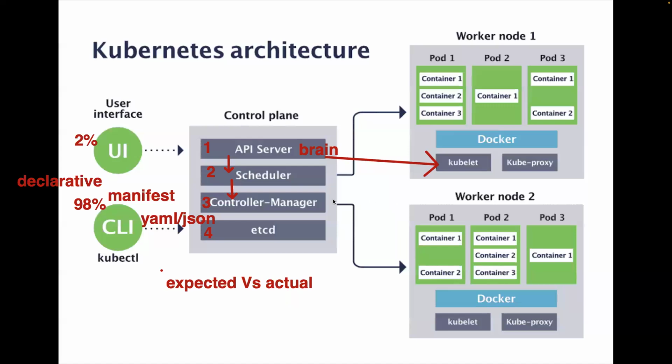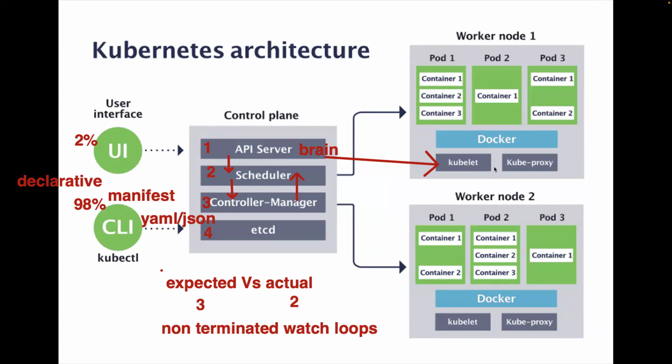Expected is, let's say you need to run 3 containers. Actual is, let's say you have configured 3, but actually on the cluster there were only 2. See, this controller manager is the one which keeps on watching this. It runs some non-terminating watch loops which keep watching the cluster and identify this. As soon as it identifies this, it will again interact with the scheduler and the scheduler will schedule it on the worker node. Right?